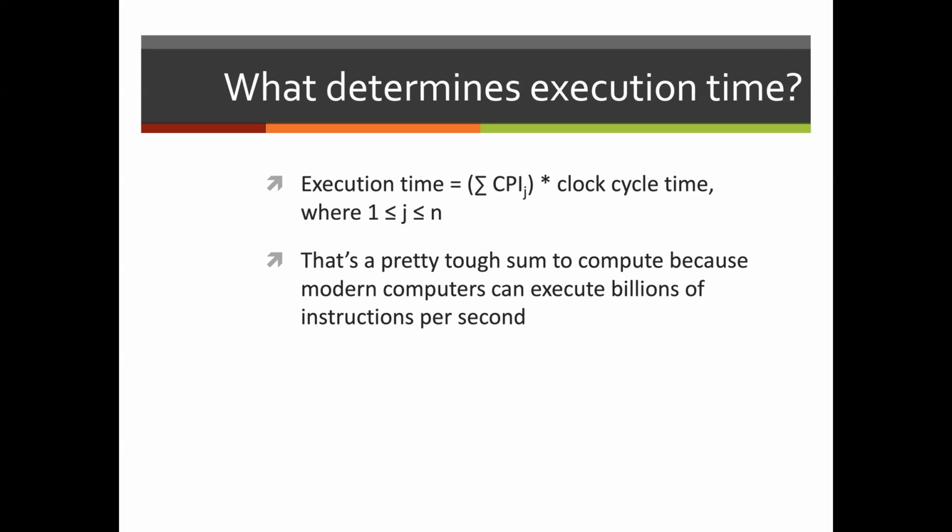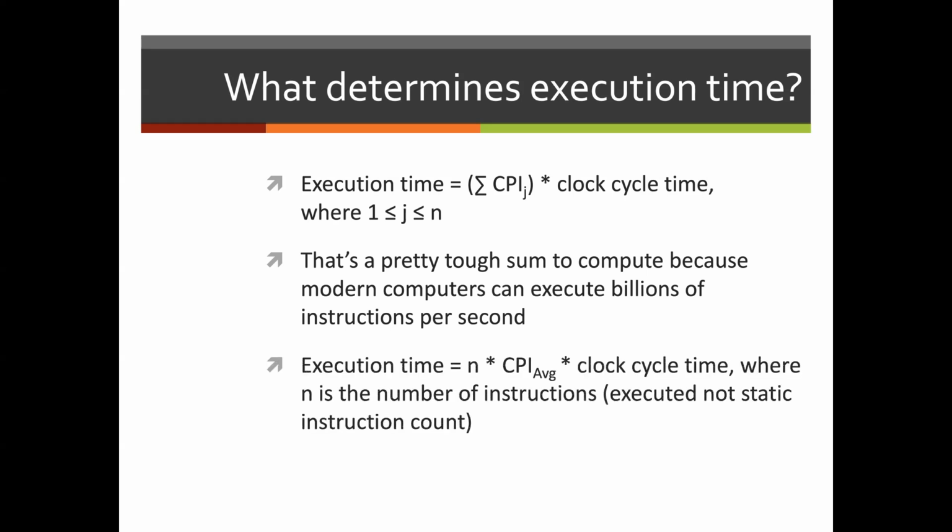So in order to do this at a larger scale, let's say we consider billions of instructions, we take the execution time to be n times the CPI average times the clock cycle time. And in this case, we want to denote that n is going to be the number of instructions that are executed. It's important to keep in mind as we identify and define static versus dynamic instructions that n is going to represent the dynamic instructions that are being executed.